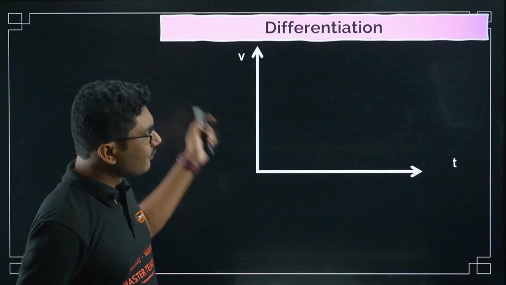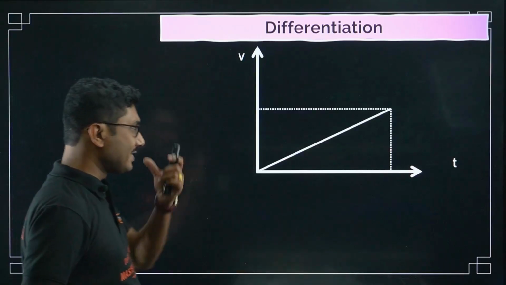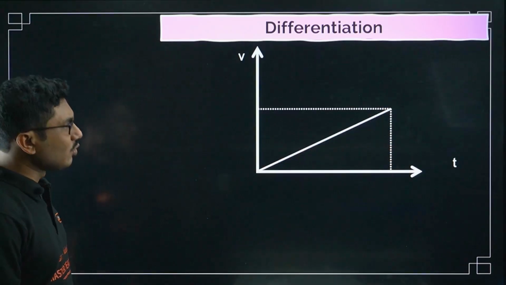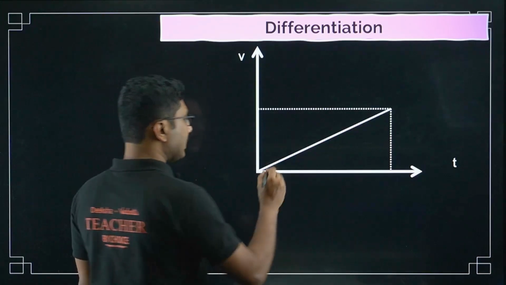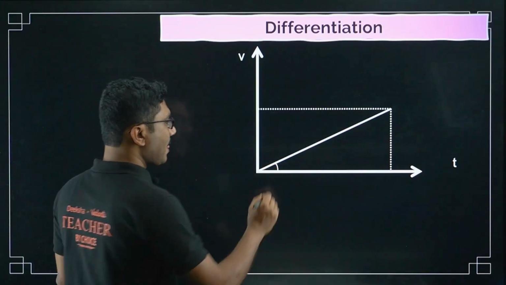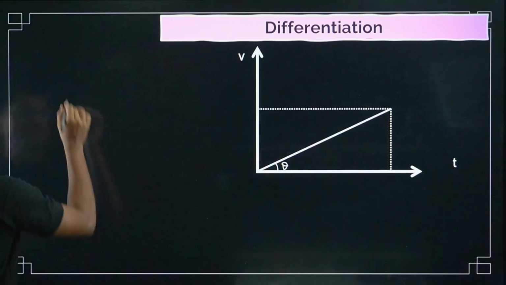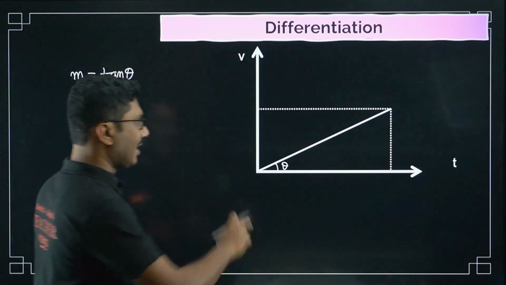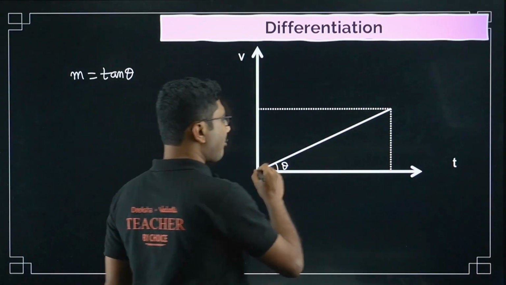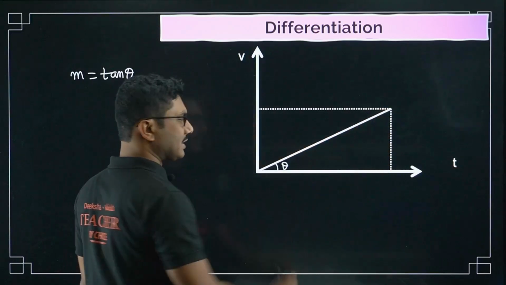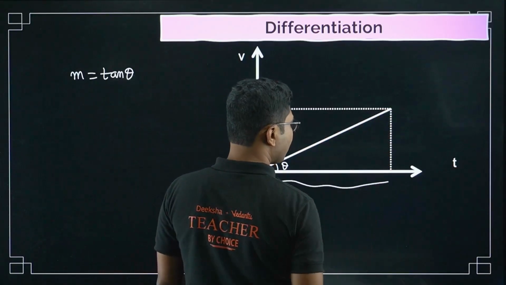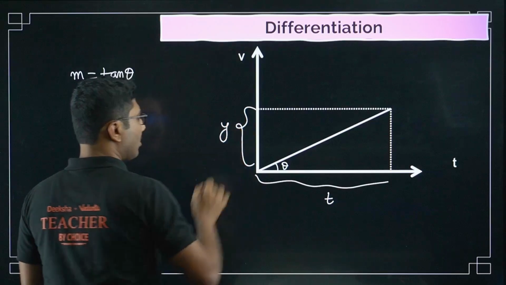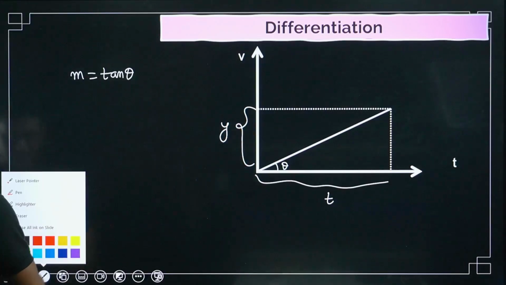Here we have a v versus time graph, and the graph is a straight line. If I ask you what is the slope of this graph, what is the meaning of slope? If this is the angle theta, then slope is given by m equals tan theta. Now if it is a straight line graph, you take any point on this line, you measure the x coordinate, say this is time t, and you measure the y coordinate, say this is v. This is a velocity versus time graph, right?